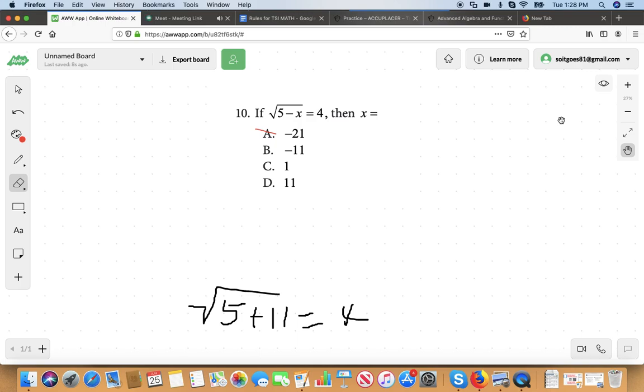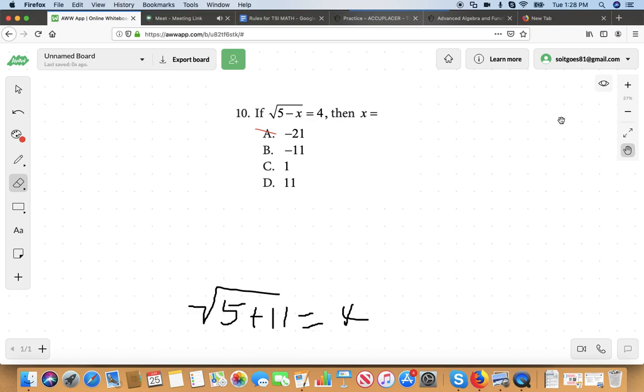I don't think any other answers would work. Let's do it mentally. Look at answer choice C. What would that give us on the left-hand side? 5 minus 1, so that'd be 4. The square root of 4 is 2, so 2 equals 4, which isn't true. So C's not going to work.